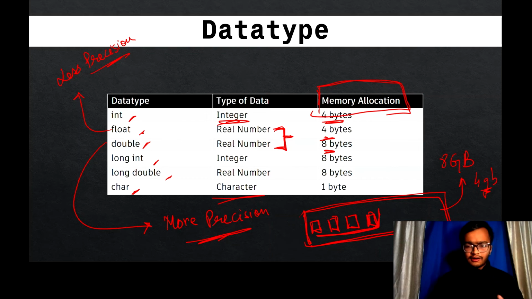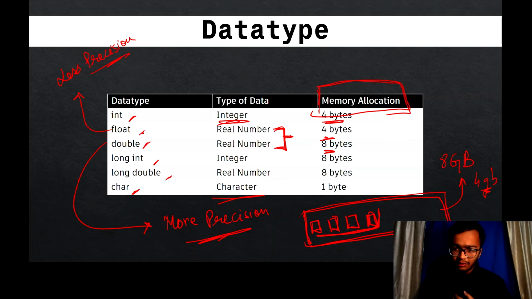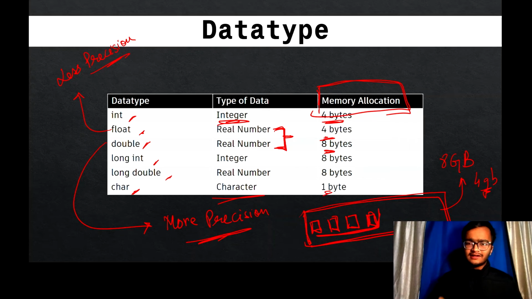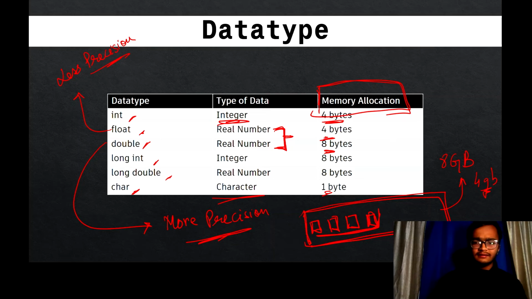If we want to store a real number data type of very high precision, we use the double data type, and for that 8 bytes is allocated in our RAM. Similarly, if we are storing a character in our variable, 1 byte, which is very small, is allocated in our RAM. As simple as that.